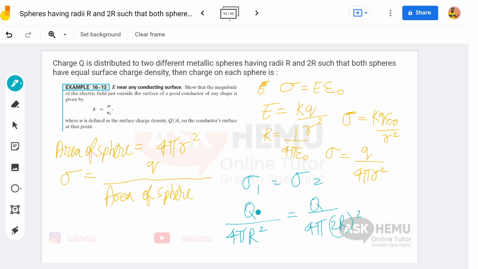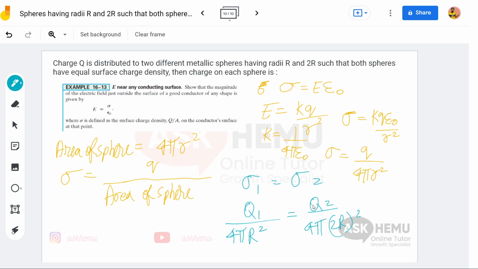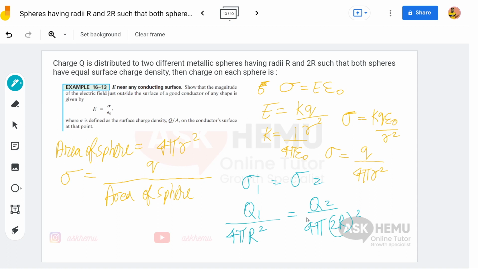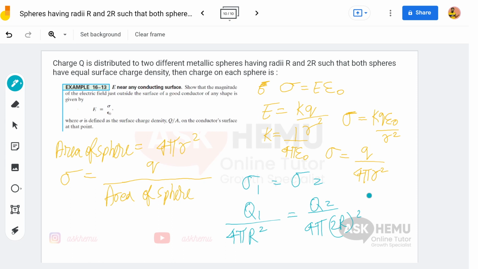It's a very clear differentiation between Q1 and Q2 here. When we solve it, we get a relation between Q1 and Q2. The 4 pi gets cancelled, and the r squared also gets cancelled. Eventually I'm left with Q2 is equal to 4Q1. That is the answer I am left with.